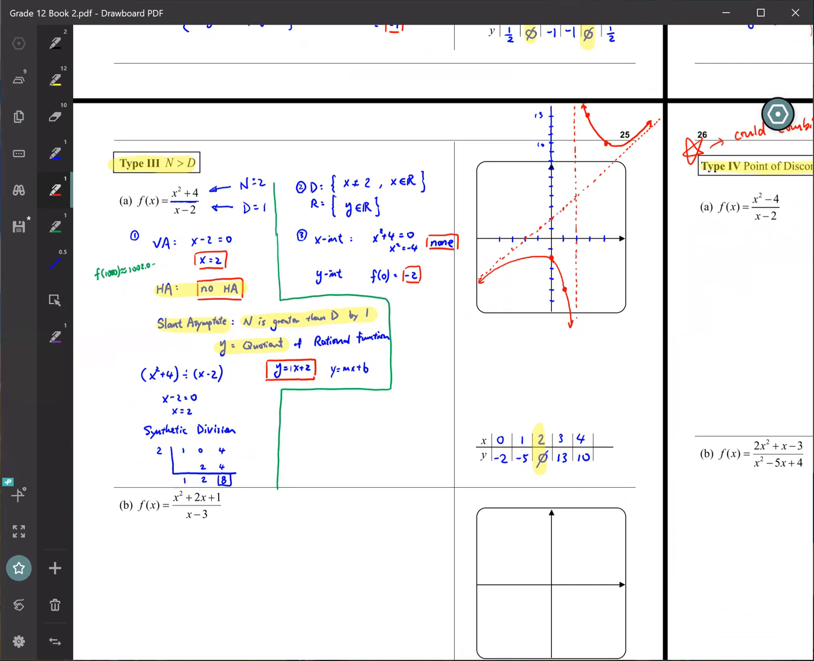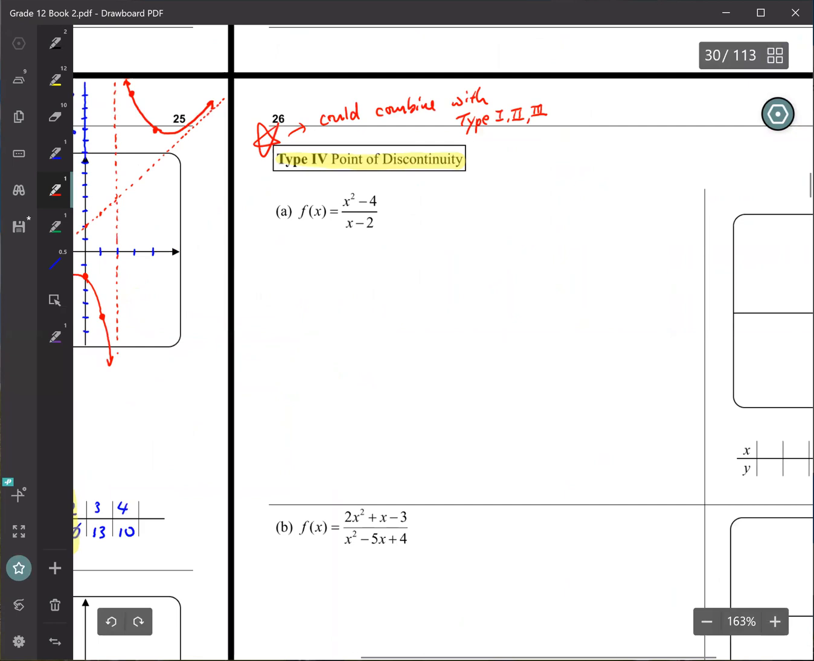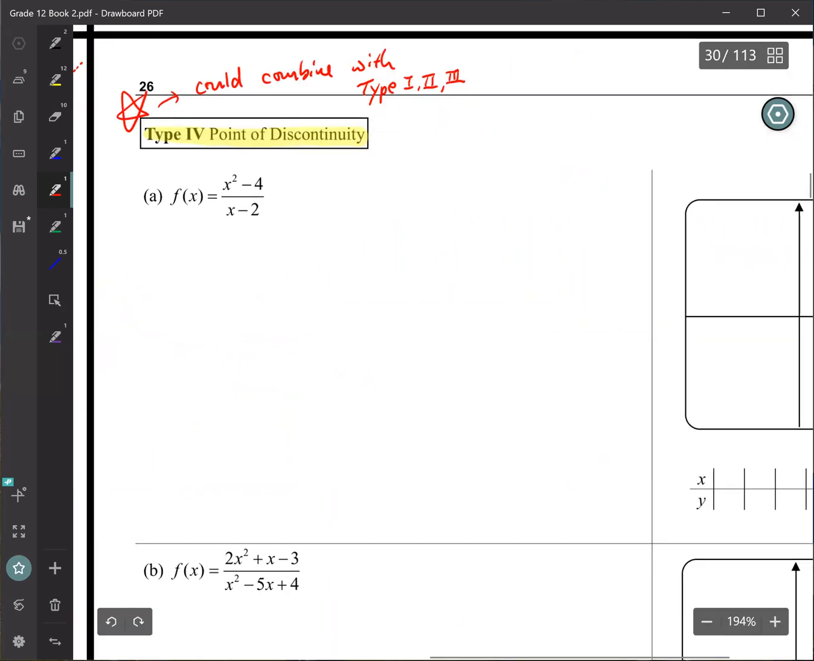Now let's look at type 4, okay? So remember type 4 is something that you can combine with 1 and 3, right? So inside type 1, it could have something called point of discontinuity. I call that pod, okay? So let's see when do we get that and what it looks like on the graph.